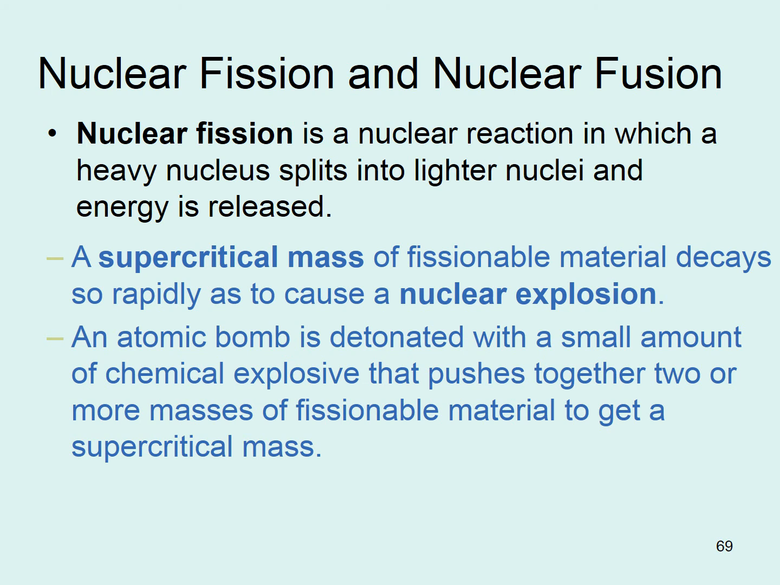Unfortunately, if you have a supercritical mass, it will decay so rapidly it will cause a nuclear explosion. Of course, if you have a nuclear bomb, then you have a supercritical mass. In an atomic bomb, what they do is they have a less than supercritical mass in separate parts of the bomb, and then it's detonated by a small chemical explosive that pushes the two masses close together. So now you end up with a supercritical mass and you will result in a nuclear explosion.